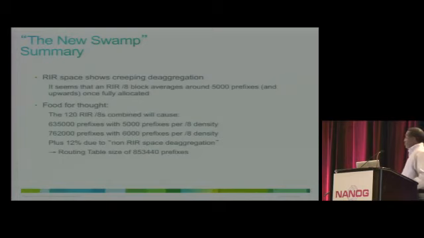So the 120 /8s from the RIRs combined, if they generate 5,000 prefixes per /8, will increase the internet routing table to over 635,000. If that number goes to 6,000 per /8, as per the trend, the internet routing table may go to 762,000, and so on.